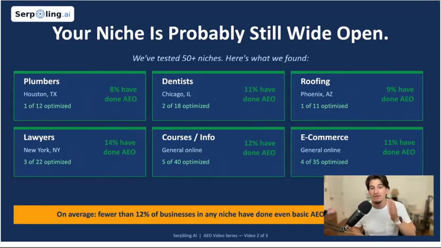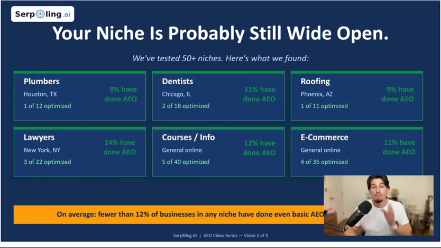Dentists in Chicago, 11% have done AEO. Roofers in Phoenix, 9% have done AEO. Lawyers in New York, 14% have done AEO. Course and info sellers have done 12% AEO. And e-commerce brands, only 11%. All right, so on average, fewer than 12% of businesses in any niche have done even basic AEO.